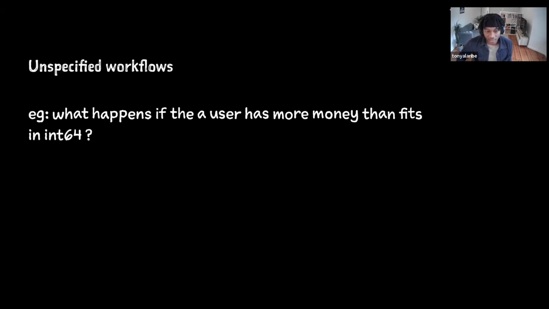Another kind of issue is unspecified workflows. These are very common because, as I like to say, you don't know what you don't know. This is usually where you design a system, and then in production, while the system is running and doing what it's supposed to do, people find new use cases, or just use your software a little differently from how you intended, or problems that you did not expect just happen.